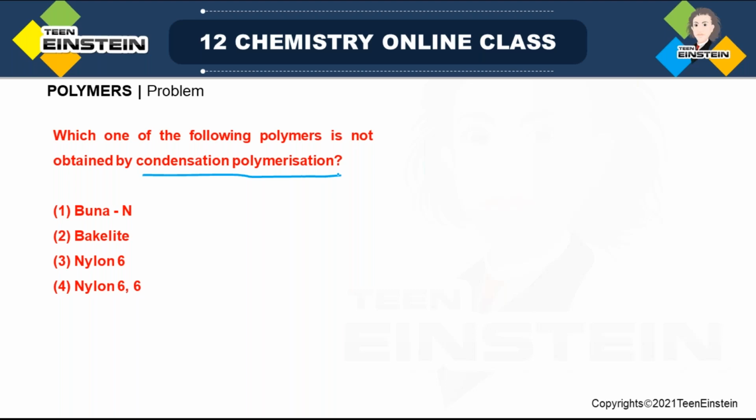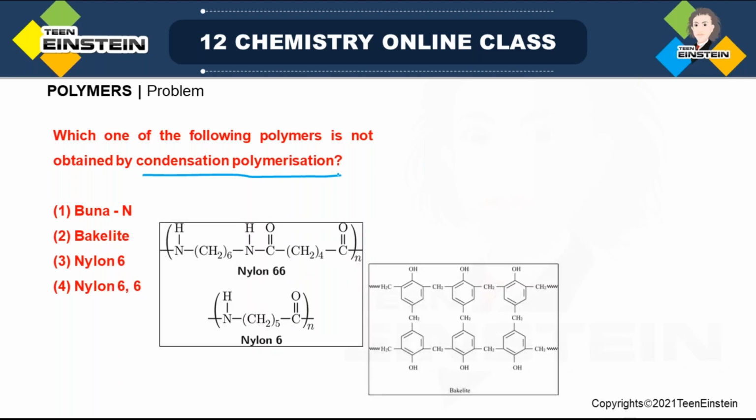So Buna-N we have just seen. Here we take 1,3-butadiene and CH2=CHCN, vinyl cyanide. So two monomer units we have taken. It is obviously copolymerization, but in this polymerization there is no removal of small molecule. There is a double bond present in monomer 1, also a double bond in monomer 2. In the polymer some new double bonds are formed, but there is no removal of small molecules.